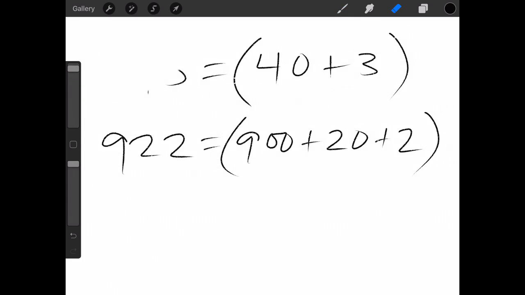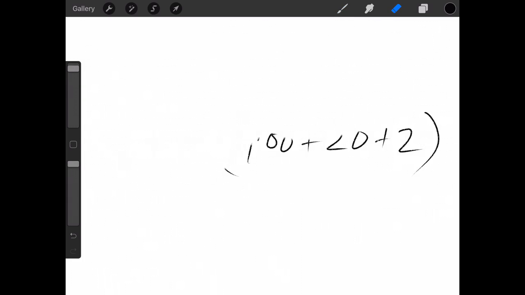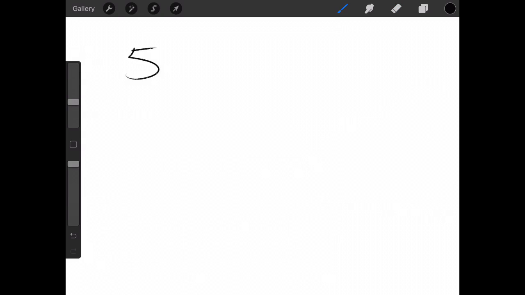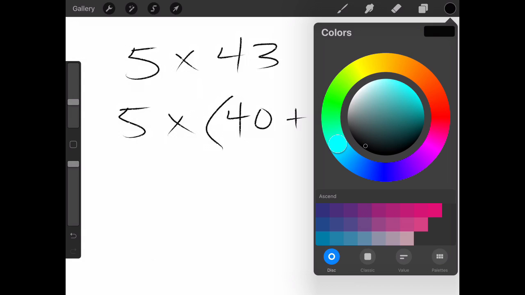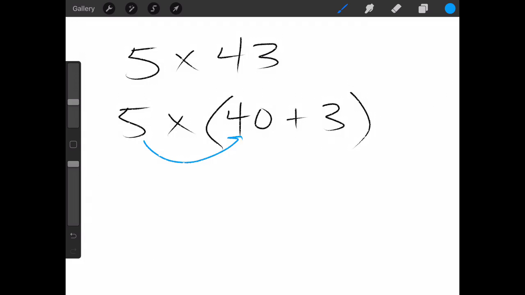And the way we're going to use this to help us with our expanded algorithm is like this. Let's say that we have a multiplication problem like 5 times 43. We're just going to use what we know about our expanded form to break apart that factor into its parts. So 5 times 43 is the same as 5 times 40 plus 3. Our rules for math tell us that we're going to be multiplying 5 times 40 and then 5 times 3, and we can add those two parts together to get our final product.